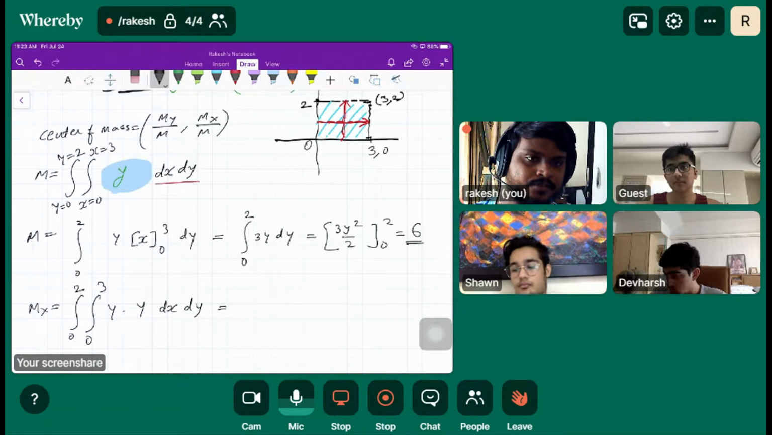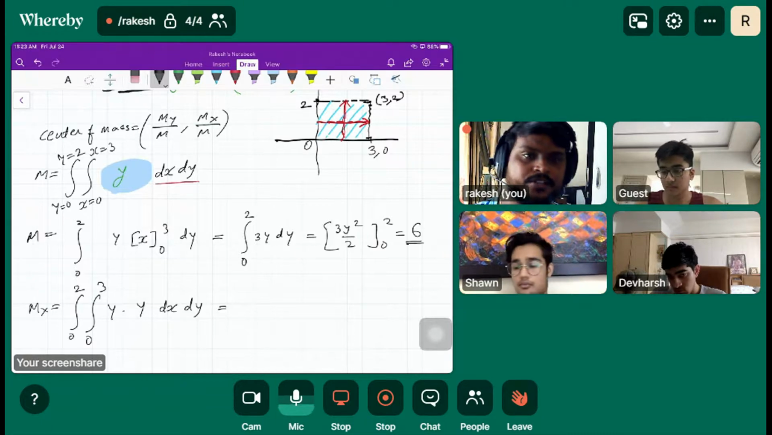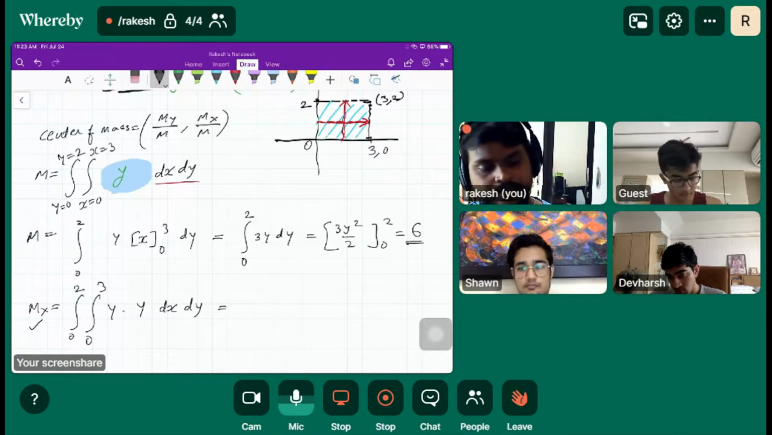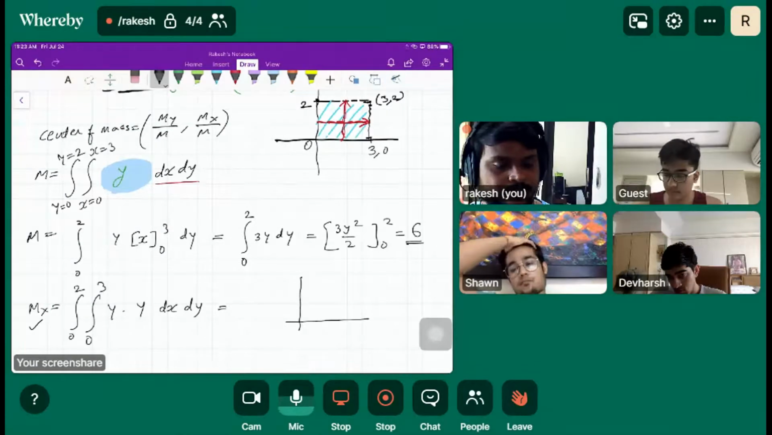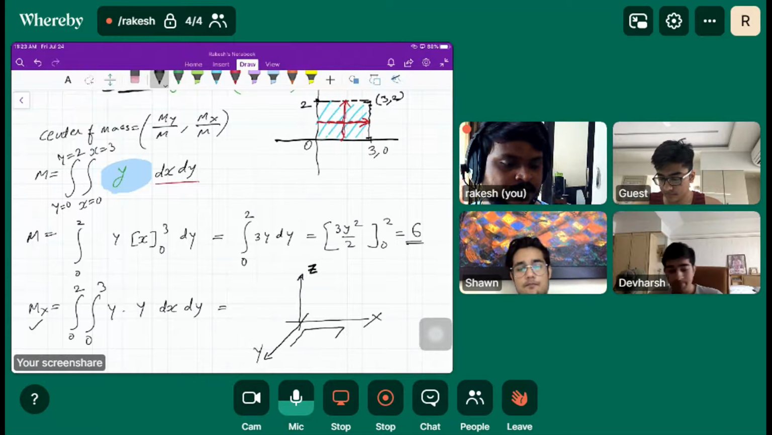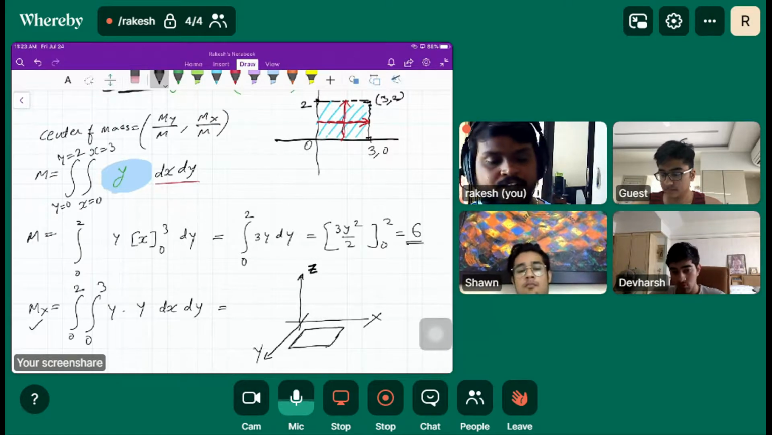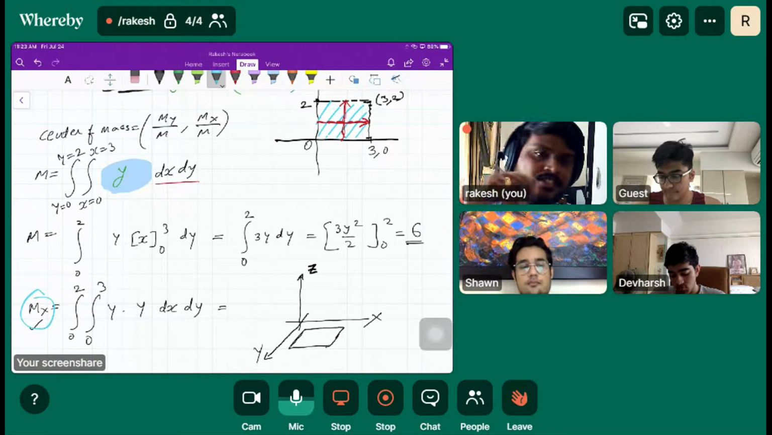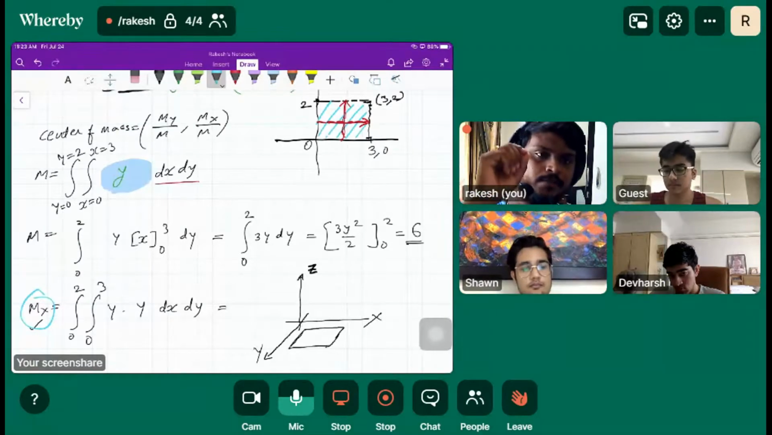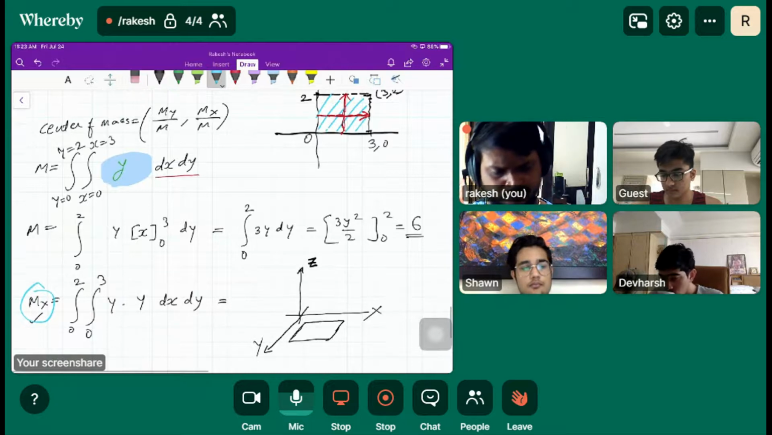I think it is clear to you now. So can you repeat that? Which one? This Mx. Okay, see, what is the idea here? Suppose this is x, this is y, this is z. My lamina is here on the xy plane. First of all, understand what is Mx. Mx is the moment of mass about x-axis. Let me write that also.